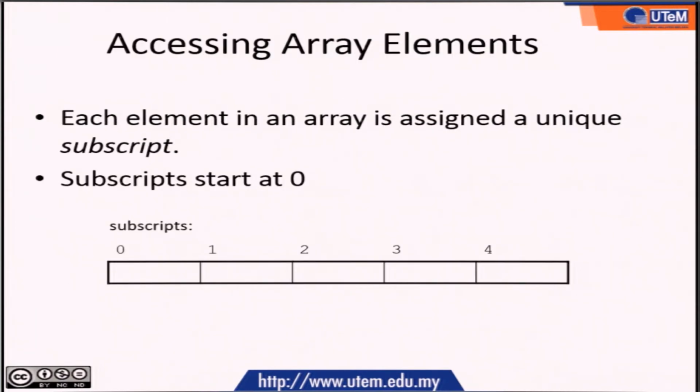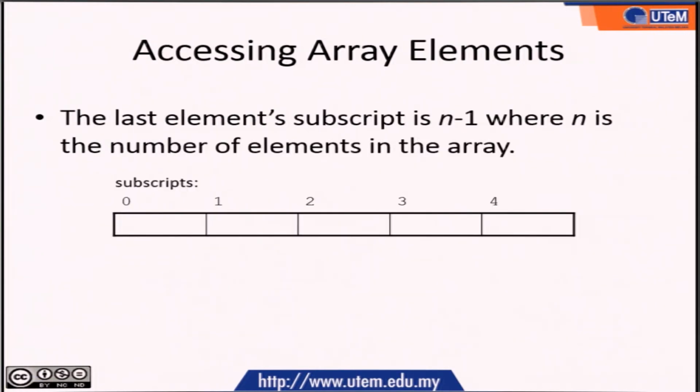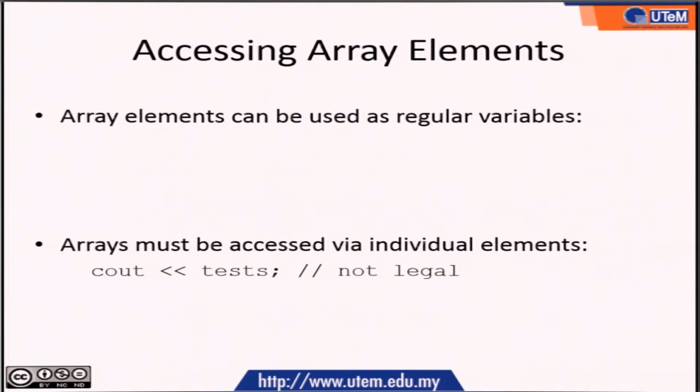Each element is assigned a unique subscript starting from 0 and ending at n-1. Here, n refers to the total number of elements. An array element can be used as a regular variable and can only be accessed through individual elements, meaning that we cannot write cout test in this way, even though both of these arrays have the same size.